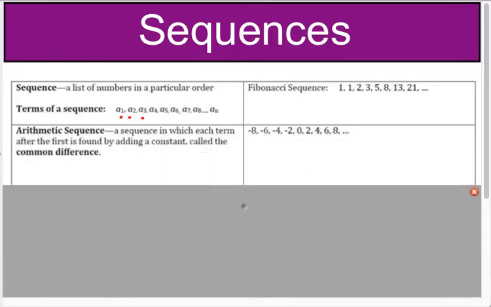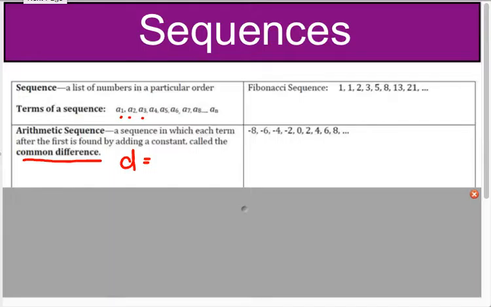We're going to be working with something a little bit different than the Fibonacci sequence today. That's an arithmetic sequence. A sequence in which each term after the first is found by adding a constant called the common difference. The common difference is just d. If you look at this sequence over here, -8, -6, -4, -2, 0, and so on and so forth. From one term to the next, it's 2 more. So we're adding 2 every time. So our common difference then is 2.